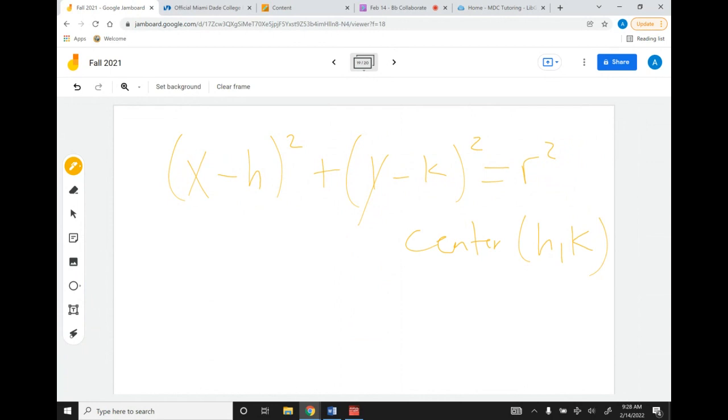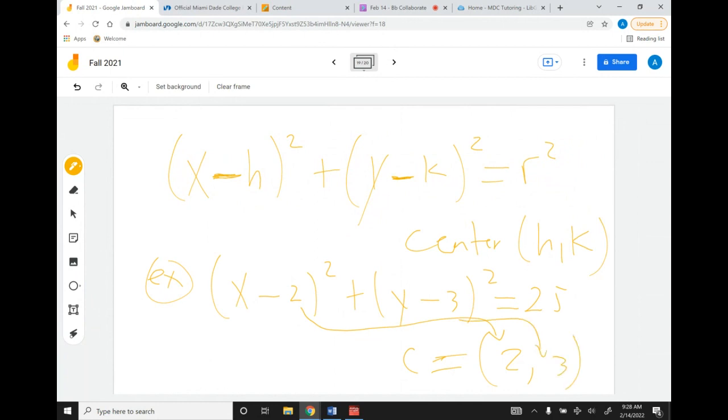And notice, I want you to mention something here. This is negative, right? That's part of the formula. So for instance, if you had a circle like this, and I ask you, what is the center? Well, the center will be 2, 3. Now, you may be wondering, what happened to the negative? Well, that negative actually belongs to the formula. And notice that when I wrote the center, I wrote it here without the negative.